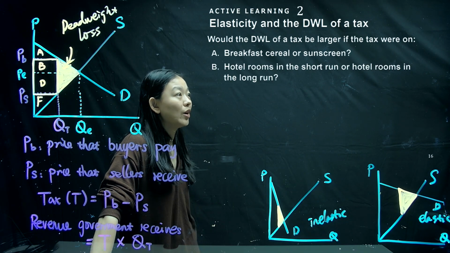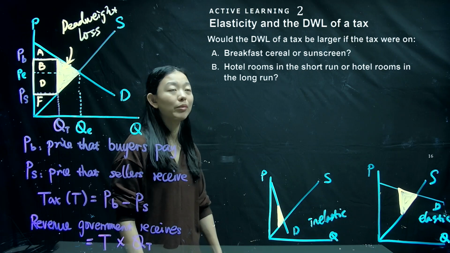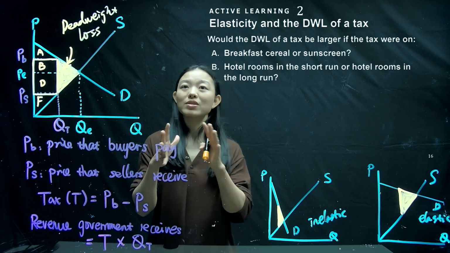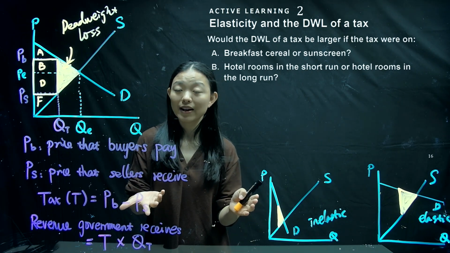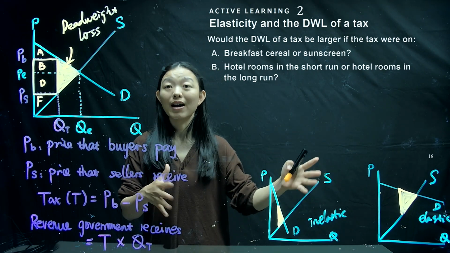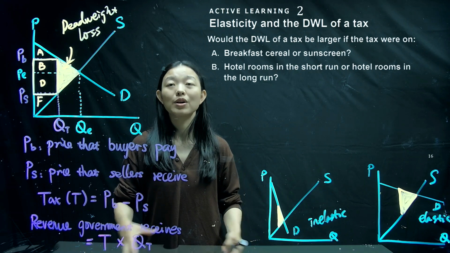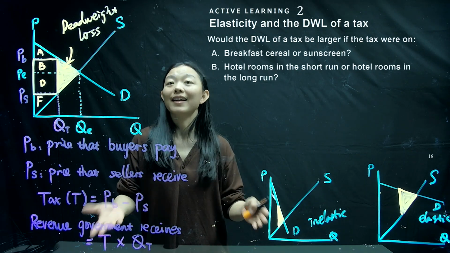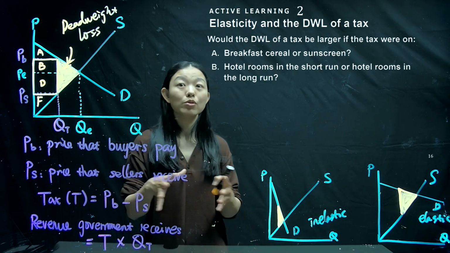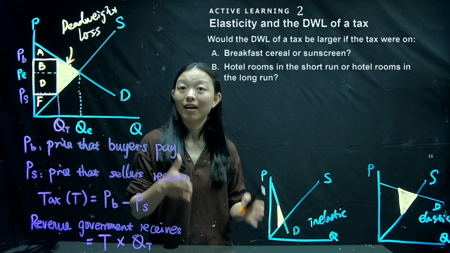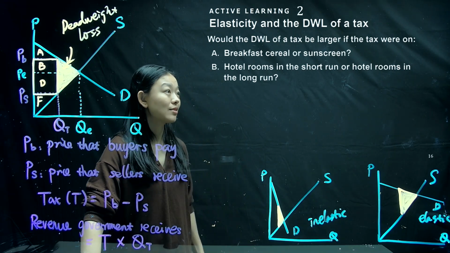Let's look at the second one. Hotel room in the short run and hotel room in the long run. We talked about how time can affect the elasticity, right? In the long run, people have more choices, right? So the demand will become really elastic. Therefore, in the long run, it will result in a larger deadweight loss.